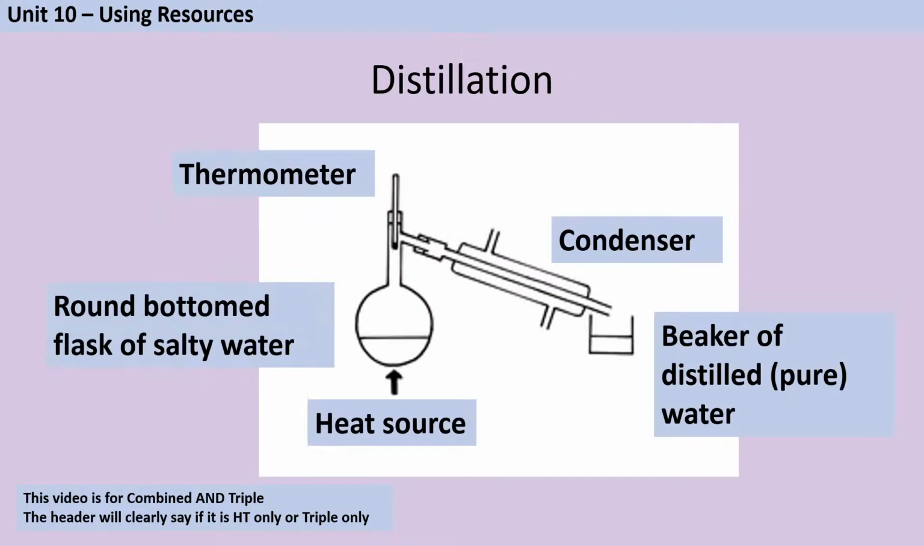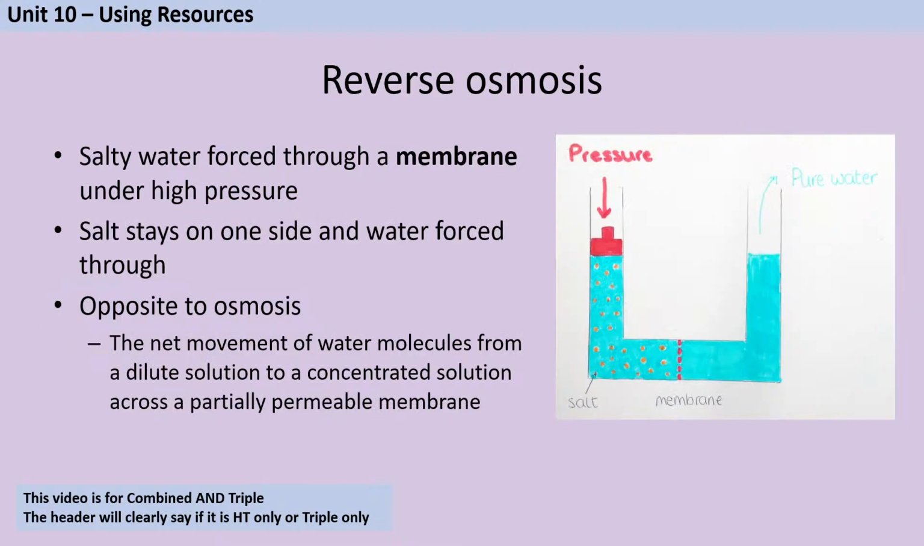So distillation first. We've mentioned distillation already in the context of fractional distillation, but essentially we're going to have our salty water in a flask. We're going to heat it up until it evaporates, and then cool it down using a condenser until it condenses, and then we can have our beaker of distilled water at the end.